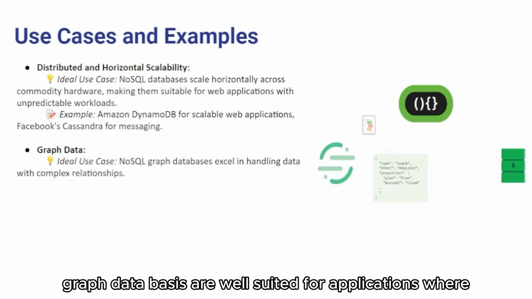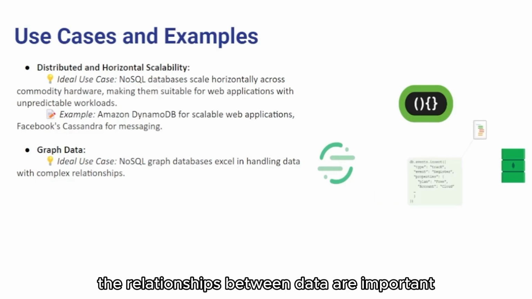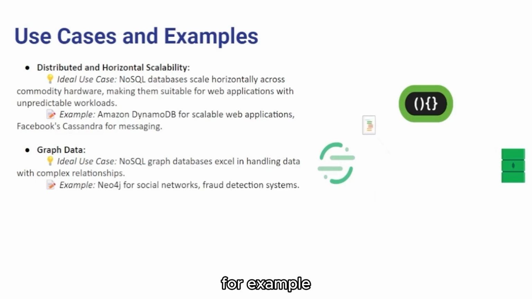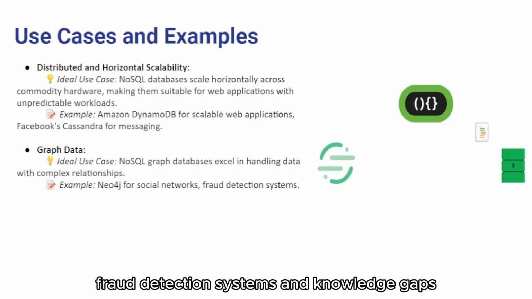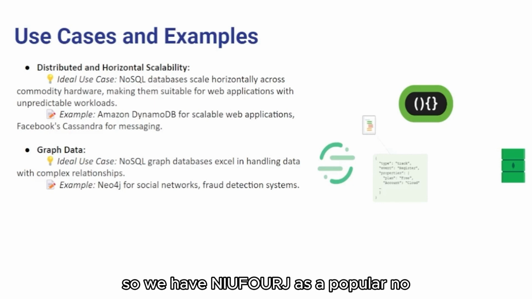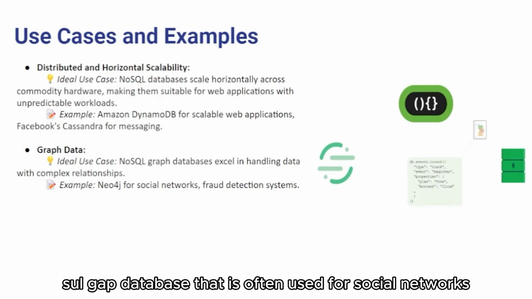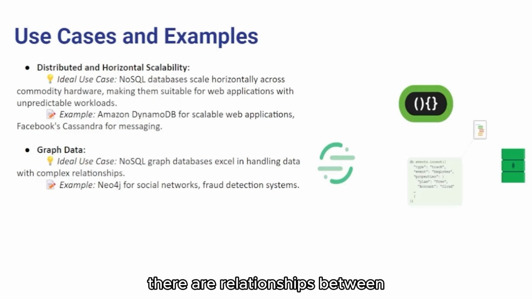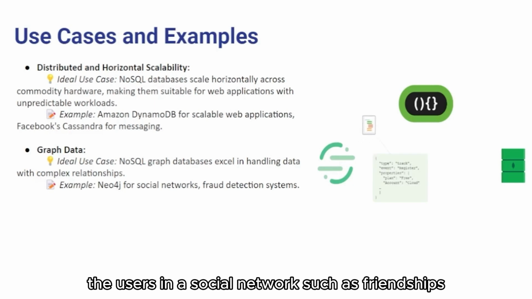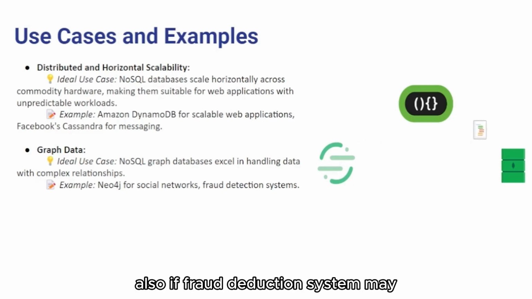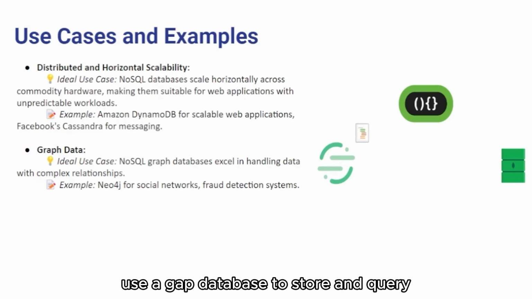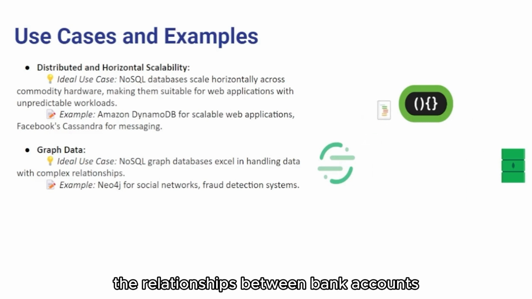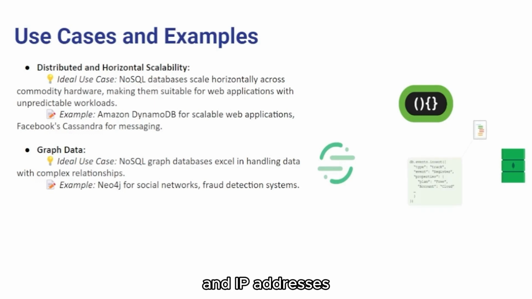Graph databases are well suited for applications where the relationships between data are important. For example, graph databases can be used to store and query social networks, fraud detection systems, and knowledge graphs. So we have Neo4j as a popular NoSQL graph database that is often used for social networks. Neo4j can be used to store and query the relationships between the users in a social network, such as friendships, likes, and shares. Also, a fraud detection system may use a graph database to store and query the relationships between bank accounts, credit cards, and IP addresses.